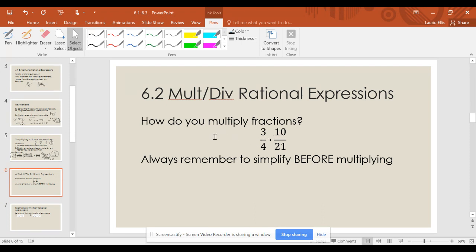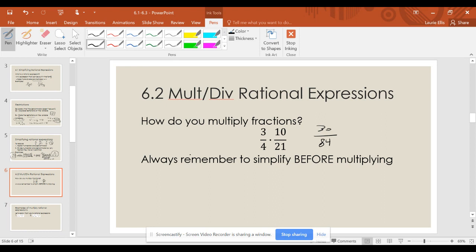All right, next is 6.2, multiplying and dividing rational expressions. So how do you multiply fractions? You multiply across. So we have 3 times 10, which is 30, over 4 times 21, which is 84.